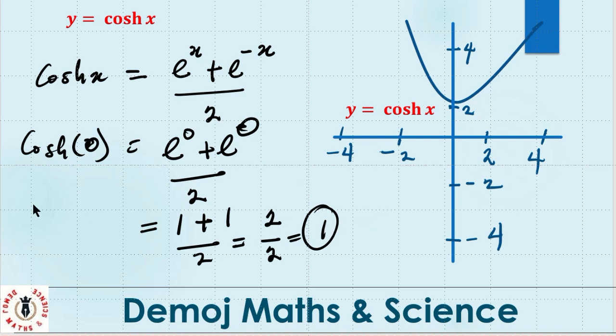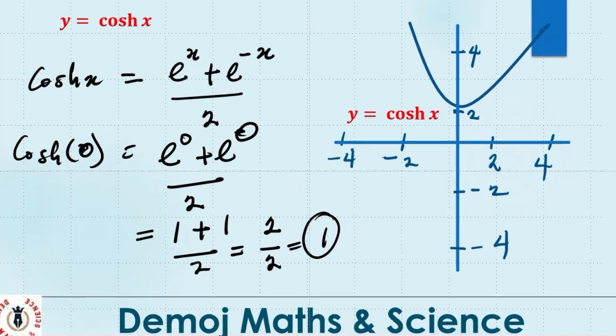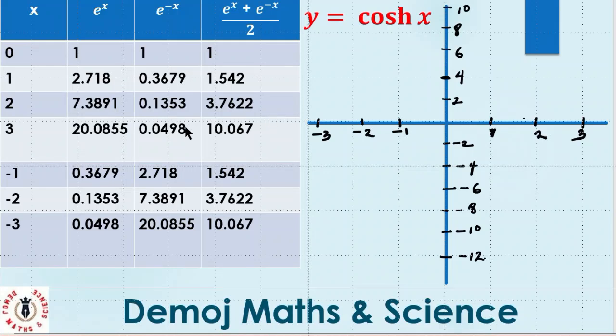Today, let's see how the graph will look and how you can draw the graph naturally. The easiest way is to evaluate various values of x: when x is 0, 1, 2, and 3, and also in the negative, when x is minus 1, minus 2, and minus 3. When x is 0, cosh of x is 1. When x is 1, the hyperbolic cos of 1 is 1.542. So let's get plotting.